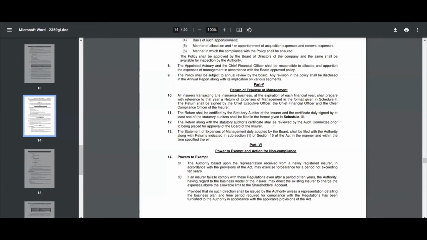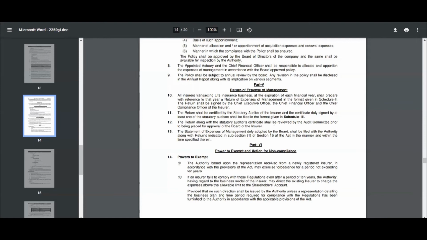That has to be also certified by the statutory auditor. The reports which are signed by these people would be placed before the audit committee. The audit committee is a separate portion of the board of directors, looking after the, I mean, three lines. So they are part of the three lines of defense of the insurer. They look at everything that has been done by the insurer to check whether it is as per rules and regulations.